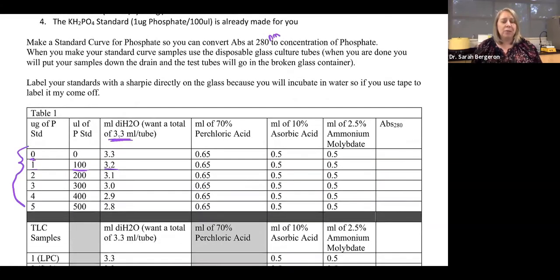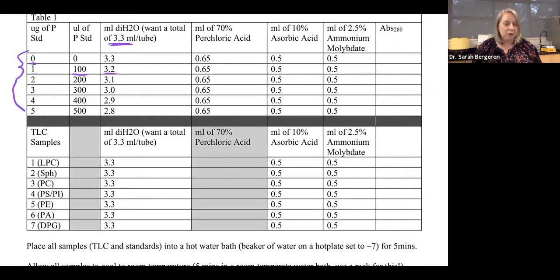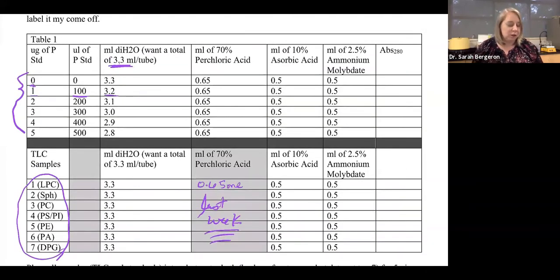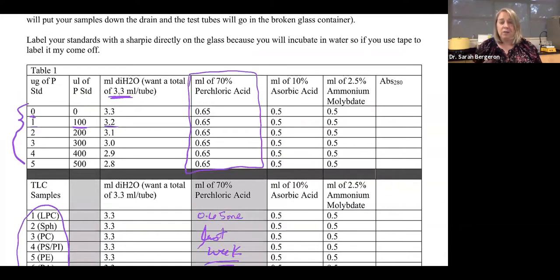Now, if you remember from last week, when you made your TLC samples, you scraped them, you put them into a tube, and what did you do? You added 0.65 milliliters of perchloric acid. You did this last week, right? So we want our standards to have the same thing that was in our samples. And so you're going to add 0.65 milliliters of that same 70% perchloric acid to your samples. And then we want to create a color difference that we could monitor through spectrophotometer. And so we're going to add 0.5 milliliters of 10% ascorbic acid.